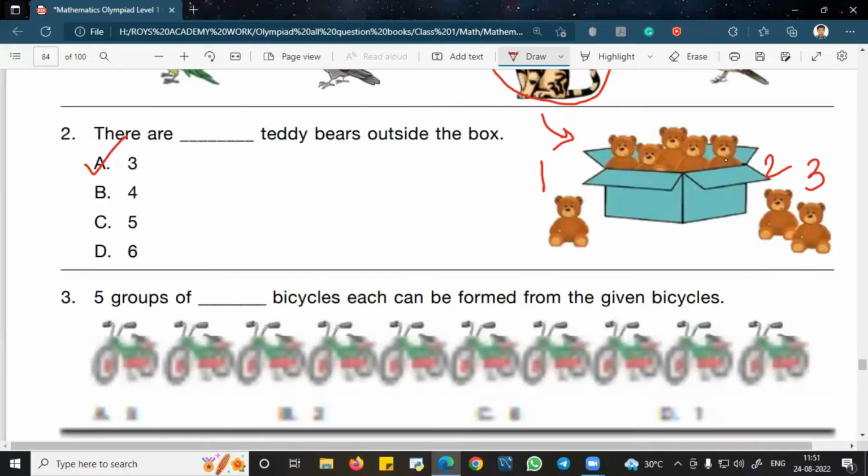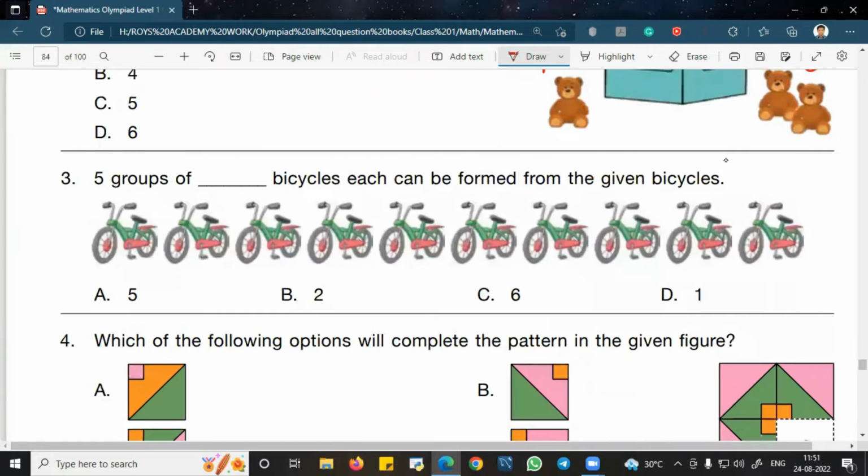Okay, so next we move to question number 3. What is it asking? 5 groups of dash bicycles each can form the given bicycles. So we have to count 5 groups, that means 5 bicycles in each group. You have to do that and tell me the answer. Okay, dear student, don't worry, I will help you.